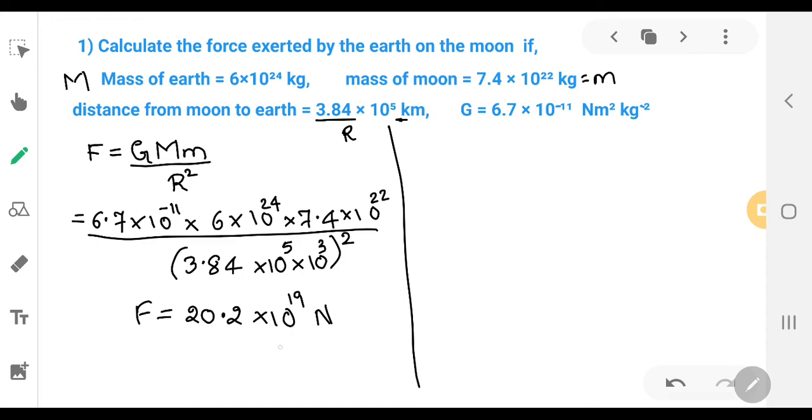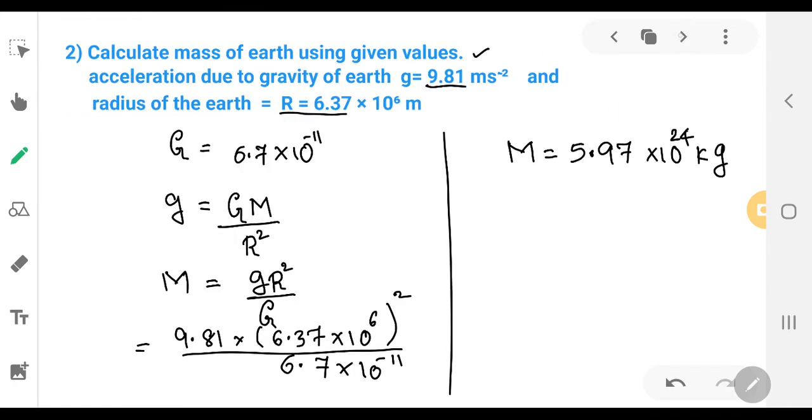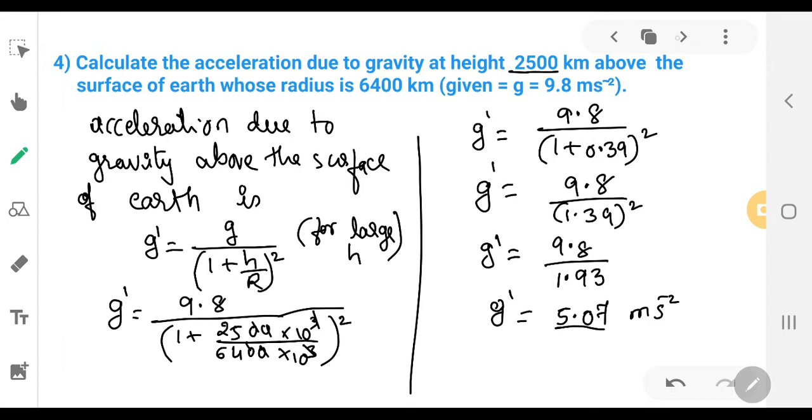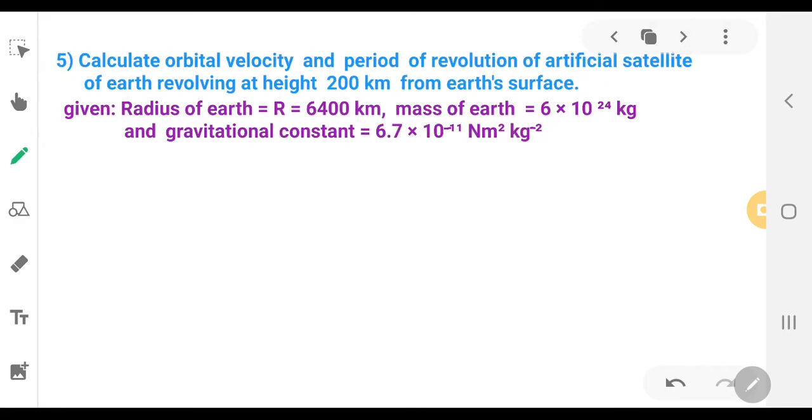So look at the answer. Every answer has a unit. You all know the marks distribution pattern. Writing the proper equation, you get 1 mark. For substitution, 1 mark. For calculation, 2 marks. And for the final answer with unit, 1 mark. So totally the marks distribution will be for 5 marks. Now let us go to the next question.